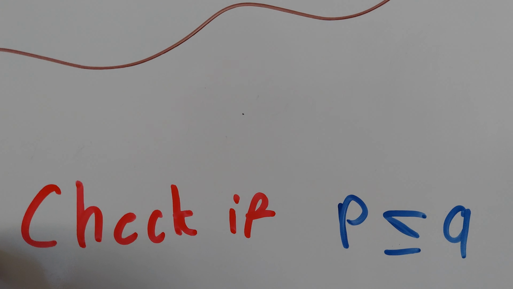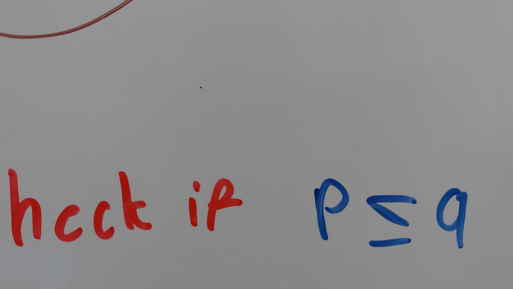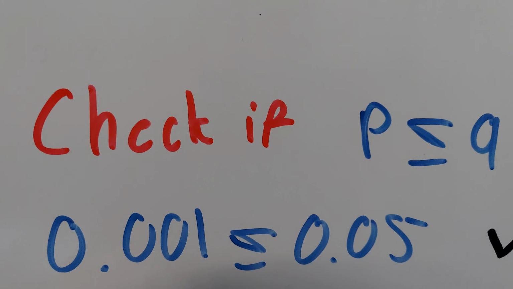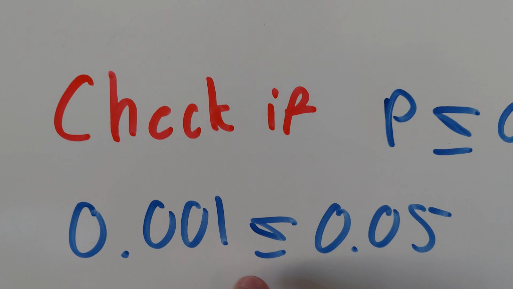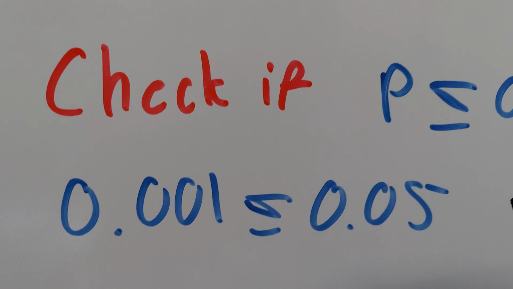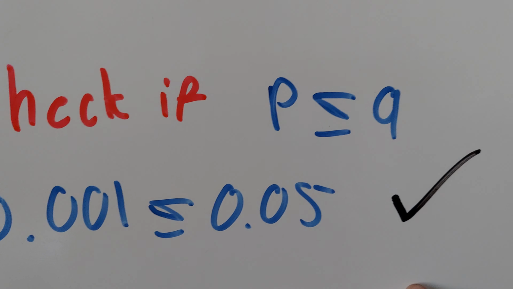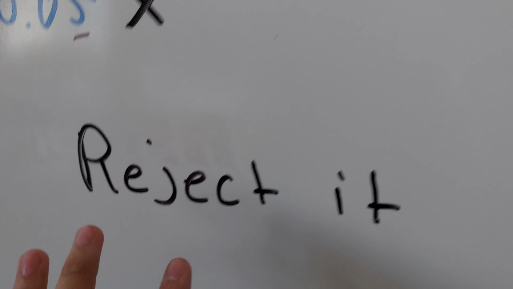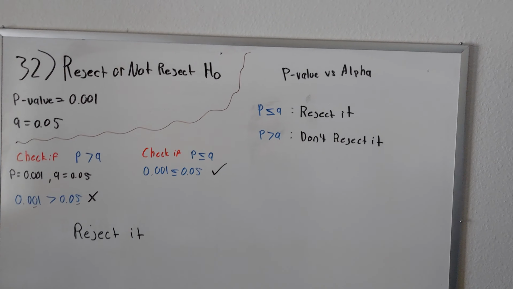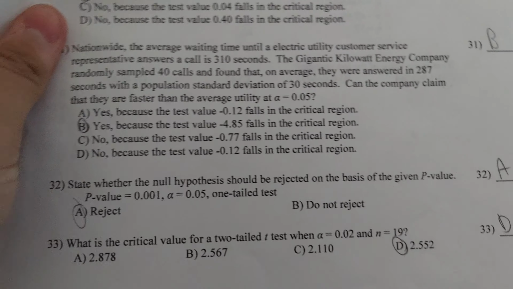Over here, if we check if the p-value is less than or equal to alpha, which is another way of solving this, we put the numbers in their respective places: 0.01 less than or equal to 0.05. Since it is less than, this whole statement is correct, which means, as shown here, we reject it. So here's all the work, and our answer is: reject.